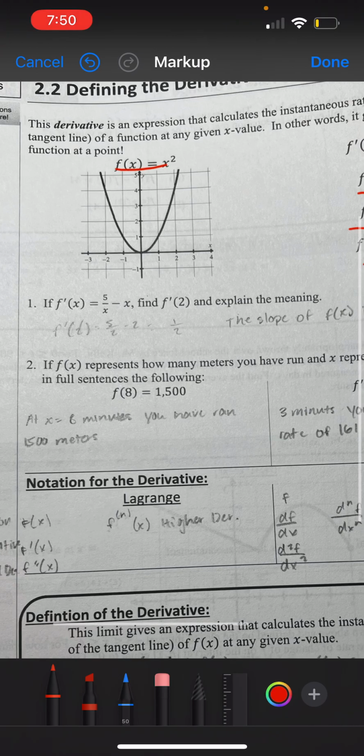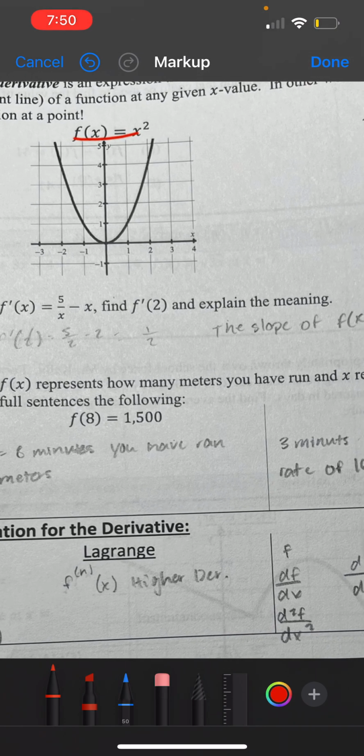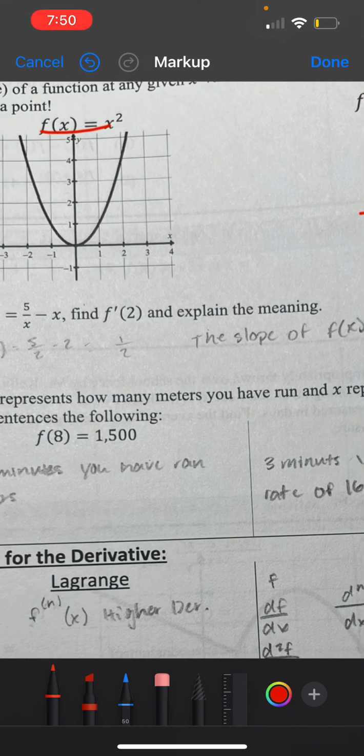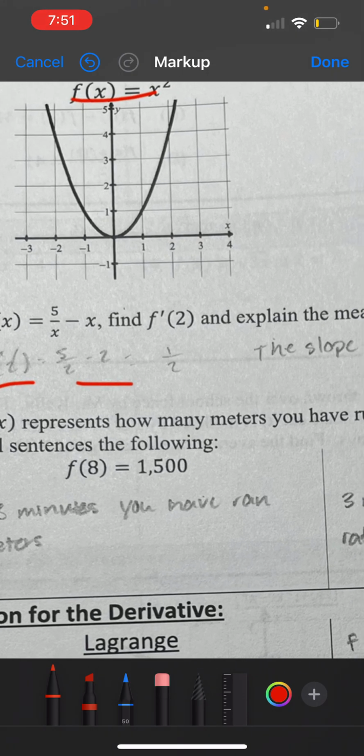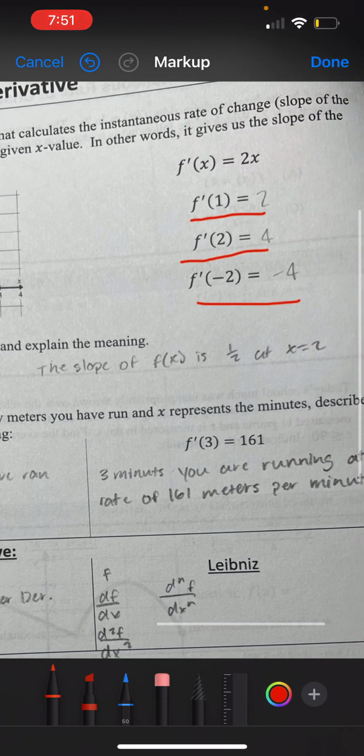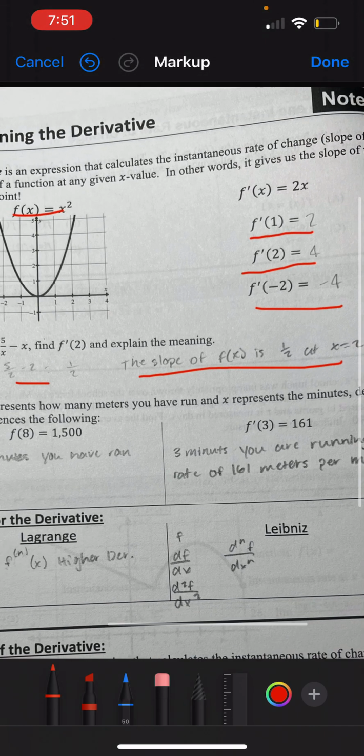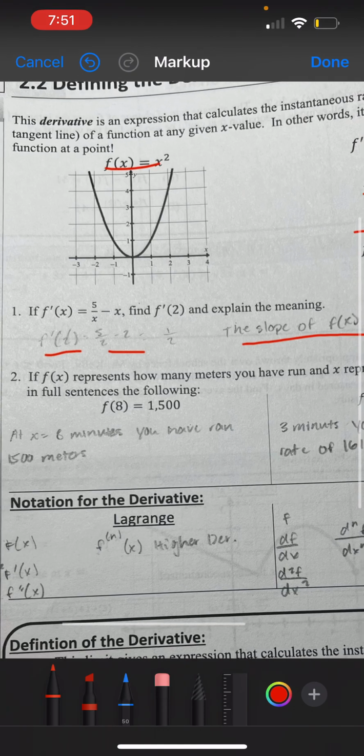So if f prime of x equals 5 over x minus x, find f prime of 2 and explain the meaning, right? So to find that, f prime of 2 is equal to 5 over 2 minus 2. So you plug in the 2, right? And it just equals 1/2. And then right here we have the slope of f of x is 1/2 at x equals 2, right?